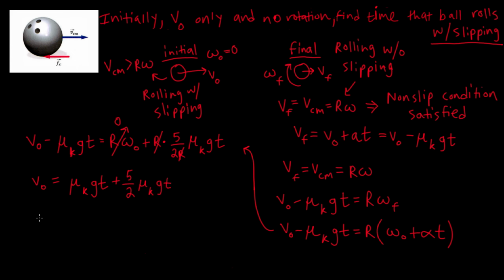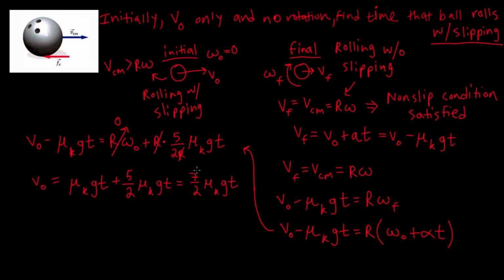And now notice that we can combine these terms since they are like terms. If we get common denominators for the fractions, the common denominator is 2. So if we do that, then it would be 7/2 times the coefficient of kinetic friction times the acceleration due to gravity times t. And remember that we're solving for the variable t.